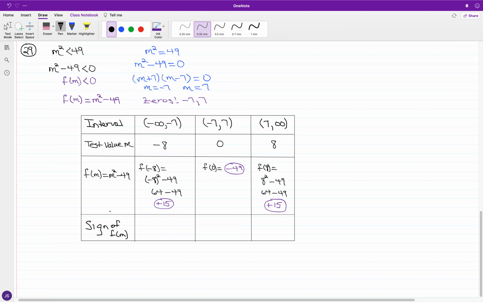And with the sign of f of m, anything selected that is less than negative 7 for the input, the output is going to be positive, so we're going to have f of m is greater than 0. Then anything greater than negative 7 and less than 7 for the input, the output is going to be negative, so we have f of m is less than 0. And then finally anything selected for the input that is greater than 7, the output is going to be positive.